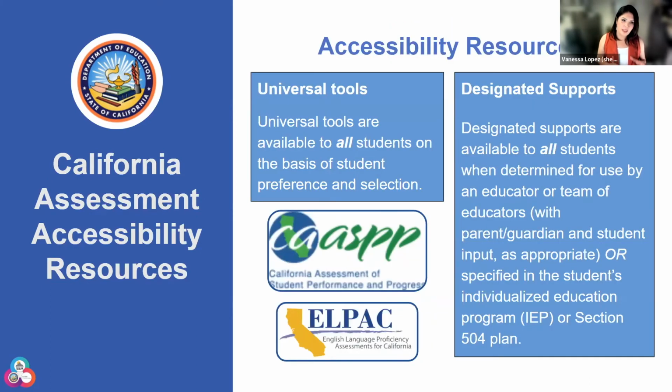So when we're talking about these two accessibility resources, the U and the Ds, right? The universal tools and the designated supports. Again, as I mentioned, these are available to all students. And those universal tools that are available on the basis of student preference and selection are already included and embedded within the assessment interface. Designated supports are available to all students, and these are determined appropriate by an educator or a team of educators, always, always, always with student input, parent guardian input, as well as that which might be specified in the student's IEP or 504 plan. However, the situation that we're addressing right now is a student who perhaps does not have an active IEP or a 504 plan. But again, these tools are readily available for all students. Next slide.